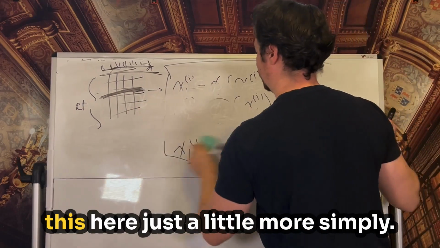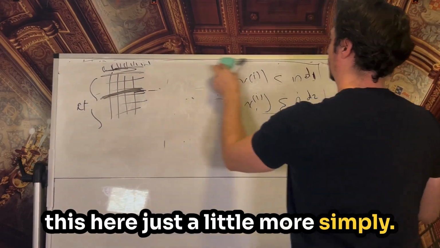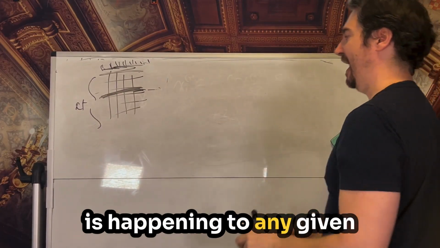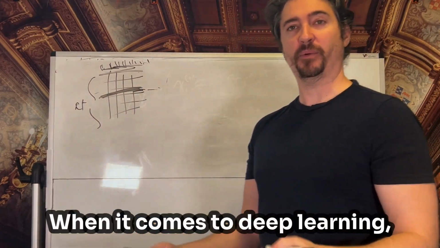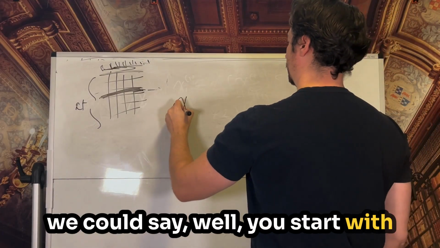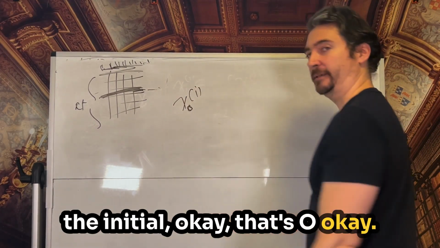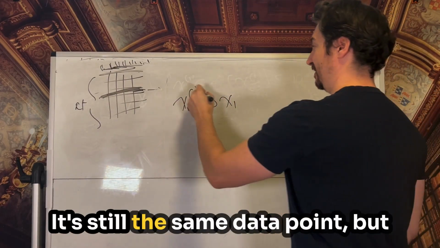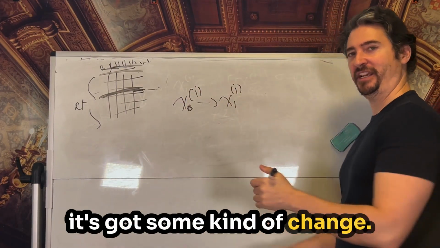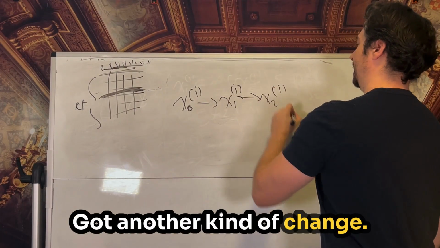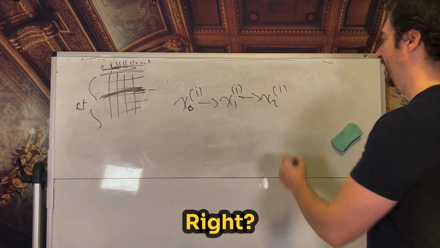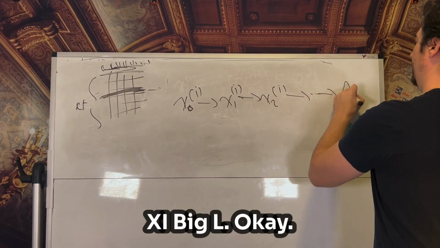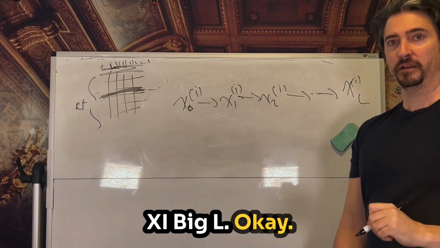So another way we could write this, a little more simply, is: what is happening to any given data point in your data set when it comes to deep learning? We could say you start with the initial one, and then it undergoes some kind of change to its next. It's still the same data point, but it's got some kind of change, then another kind of change. You could say this is the layer index again, all the way to some final x_i, big L.